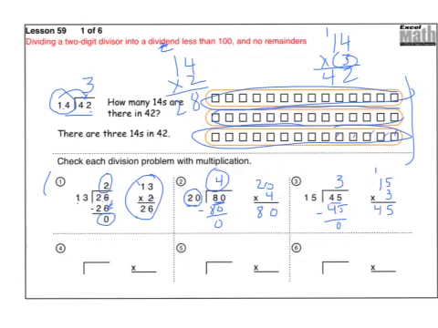All right, this next one, I'm going to give you the problem, and then you're going to do it on your own. It's going to be 60 divided by 12. All right, so pause the video, and then do that problem, and turn it back on when you're ready for the solution.